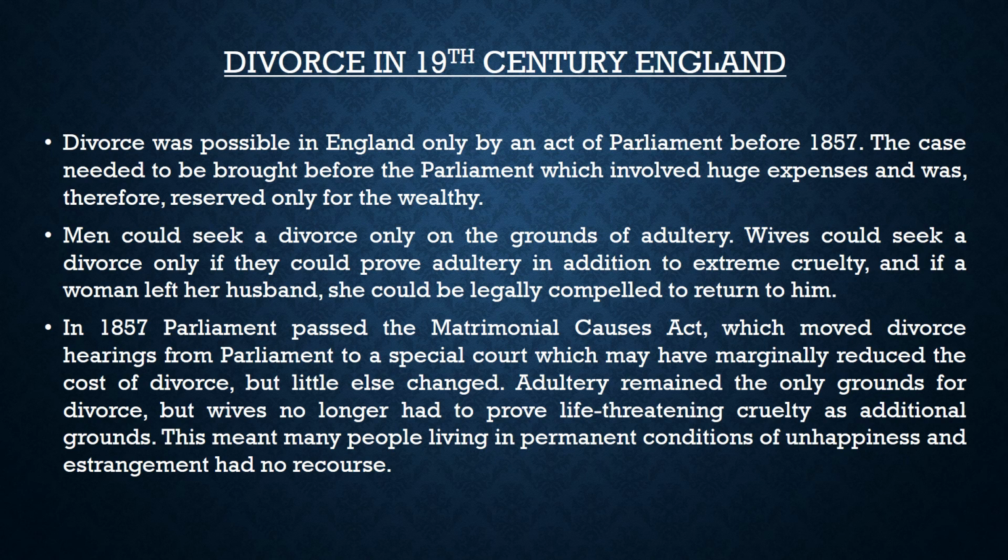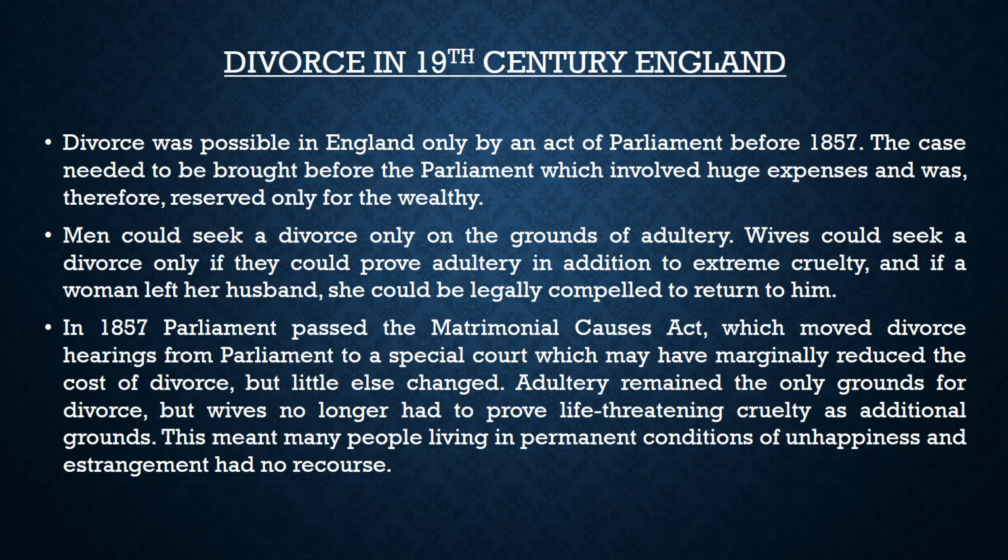In 1857, this is another piece of information, so let's read. In 1857, Parliament passed the Matrimonial Causes Act. Causes or problems related to marriage were related to this act, which moved divorce hearings from Parliament to a special court, which may have marginally reduced the cost of divorce.